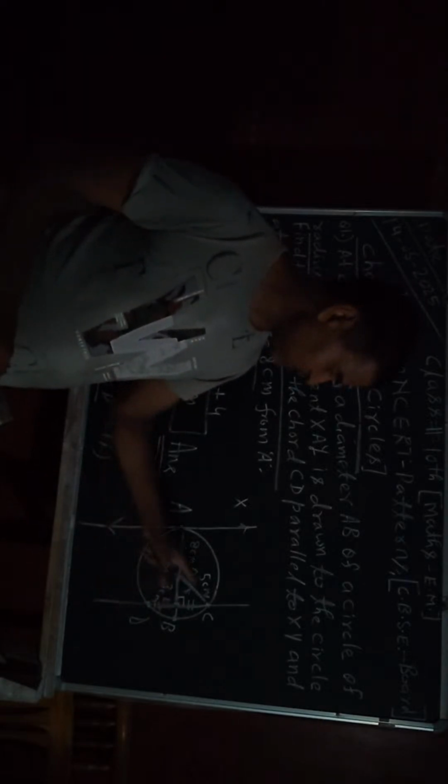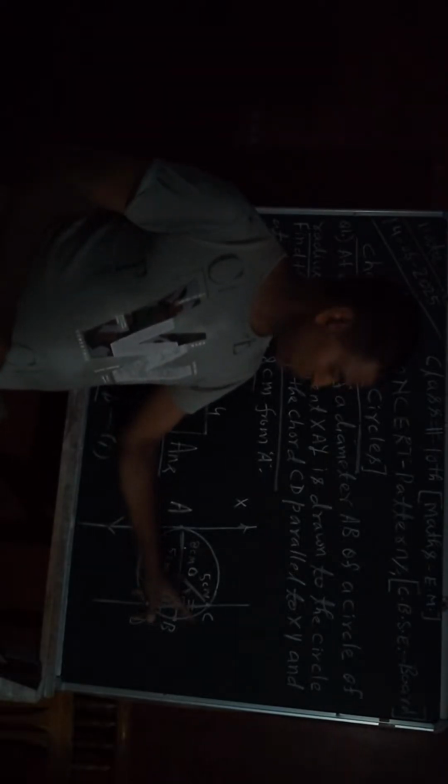So this length and this length will be equal, because here the radius is given and this length is given. So here I will use the Pythagoras theorem. After using the Pythagoras theorem, I will find this length, and this length and this length will be the same. So I will multiply this length by 2 to get the total length of CD. So this is the required concept of the question.